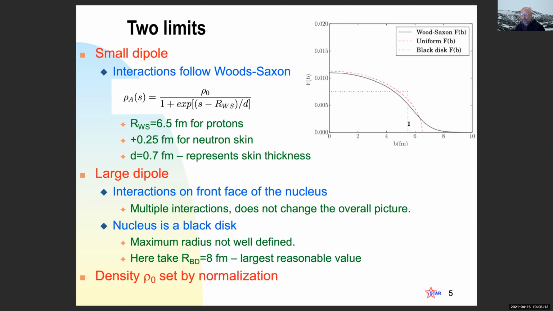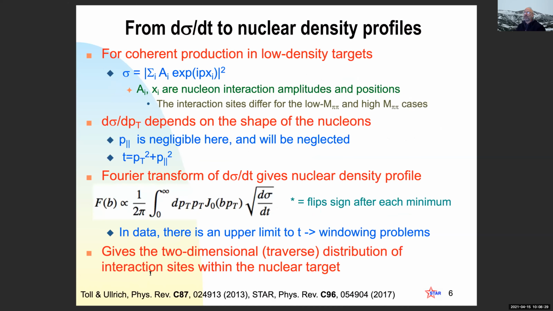For most of what I'll show you, we're going to take the black disk radius to be 8 Fermi, which is kind of the largest reasonable value. And of course, in both cases, there's this normalization set by requiring that there be 197 nucleons. So to go from these dσ/dt to these density profiles, or alternately in the other direction.